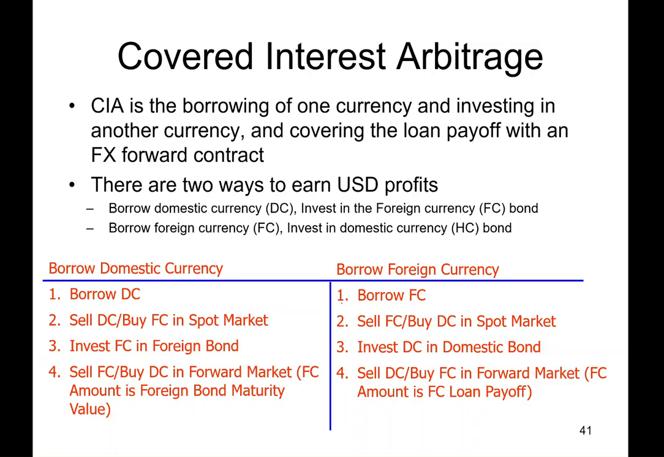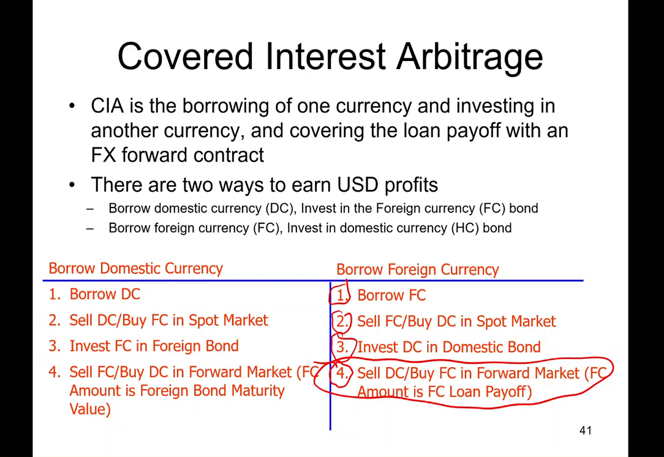So the example we just did: what if I borrow a foreign currency, say yen, sell the yen, buy the dollars, and invest in a US Treasury, but then immediately at the same time enter into a forward contract to buy the yen back, selling the dollar in forward markets, and that way you have enough to pay off the loan. So it's just this one extra step that is the difference between a carry trade and a covered interest arbitrage, because what you're doing is covering your risk position by entering into a forward contract to buy the foreign currency, in this case the yen, to pay off the loan.